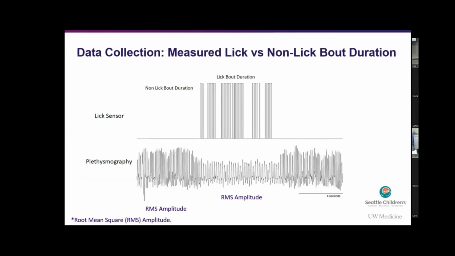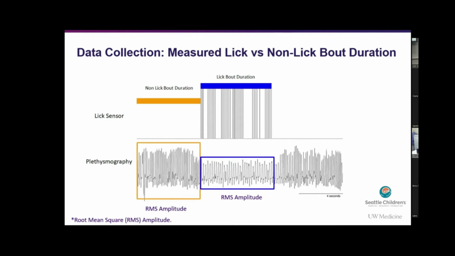And then, as I said, we measured lick and non-lick bout durations. The orange portions in the lick sensor is what we measured. The blue ones are as lick, and then the orange ones are as non-lick. And it corresponds to the readings in pleth as blue and orange. And we use the root mean square amplitude. And you can kind of already see that there is a difference going on.